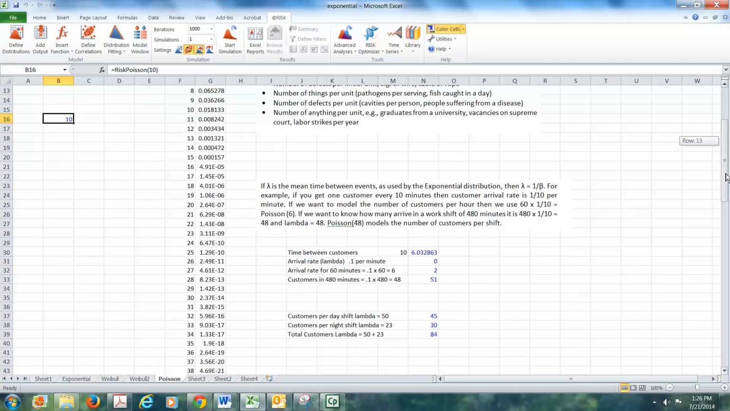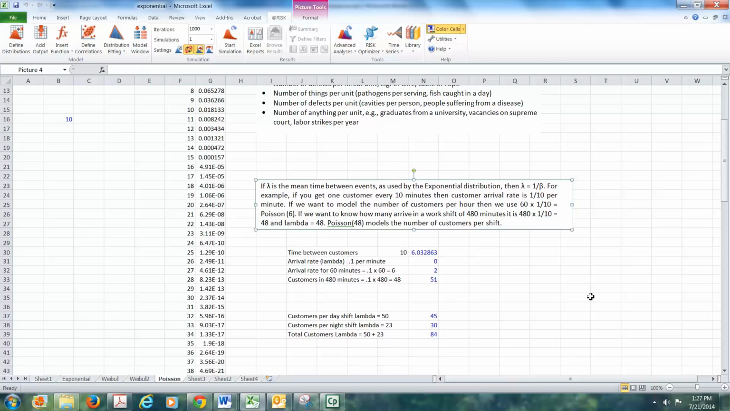Let's scroll down here a little bit, and we want to consider this feature of the distribution right now. If lambda is the mean time between events, as used by the exponential distribution, then lambda equals 1 over beta. Beta is the parameter for the exponential distribution. So for example, if you get one customer every 10 minutes, if an exponential distribution has a beta of 10, then the customer arrival rate is 1 divided by beta, or 1/10 per minute.